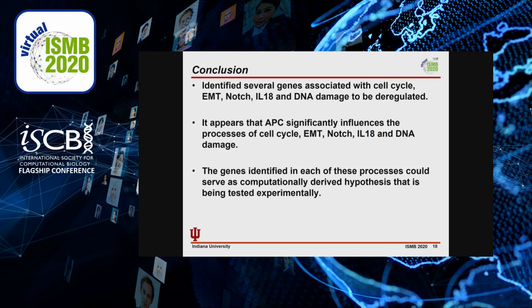What we have identified in this transcriptomic analysis is a whole bunch of pathways that are deregulated, or genes associated with the cell cycle, and that is EMT, Notch, IL-18, and DNA damage. So it looks like APC significantly influences these pathways, and we could use these as computationally derived hypotheses, which we are now working on testing experimentally. So this is our work. There's a lot of data that I haven't presented because it's huge, but for now we are using this data to do further experimental analysis.